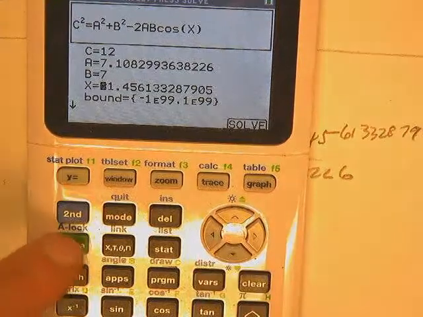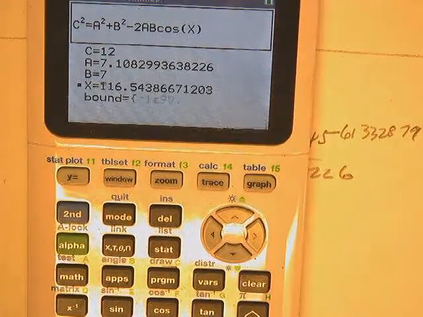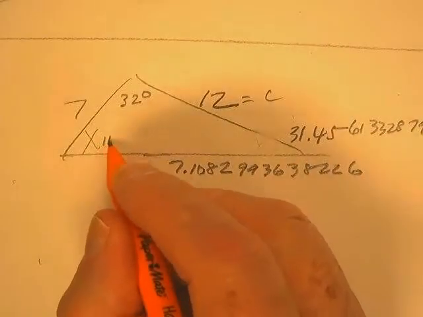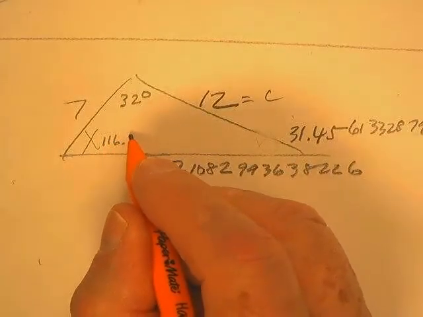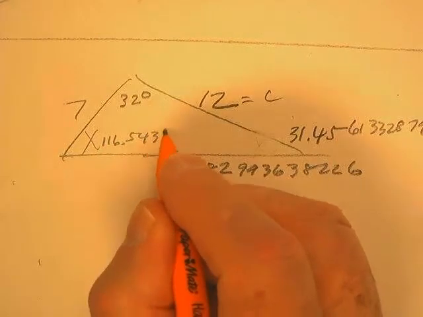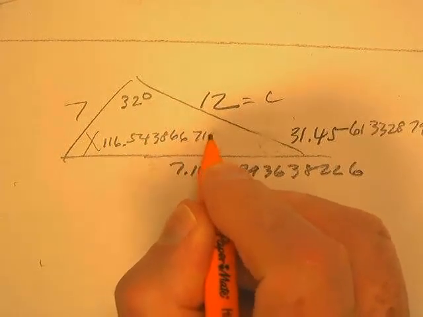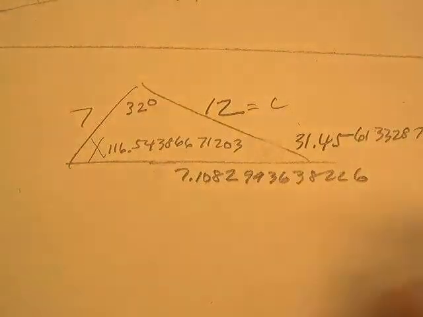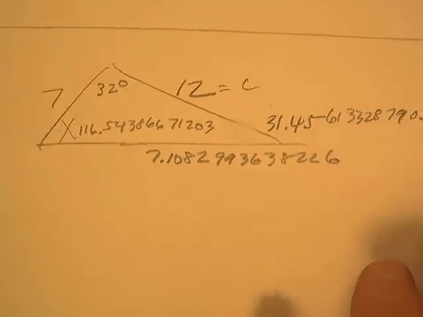And I'm going to go to the angle and do alpha enter. This one will be obtuse, 116. This one is 116.54386671203. And now I've got the angle solved. Okay.